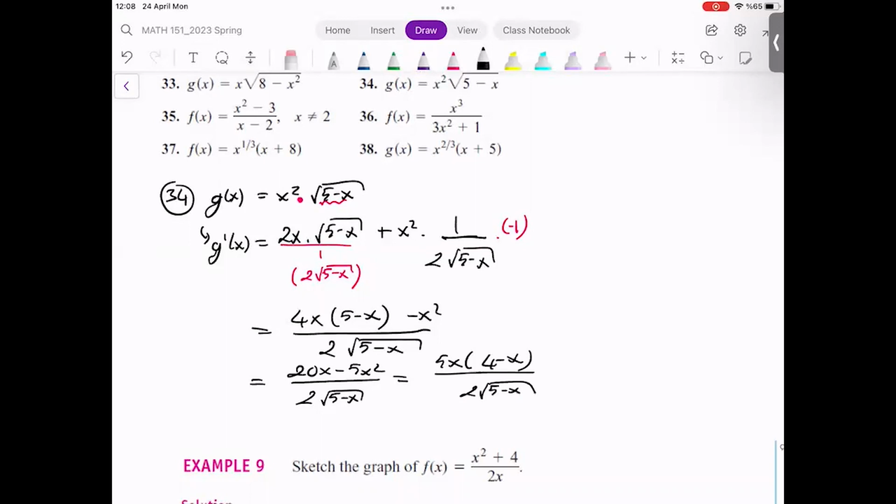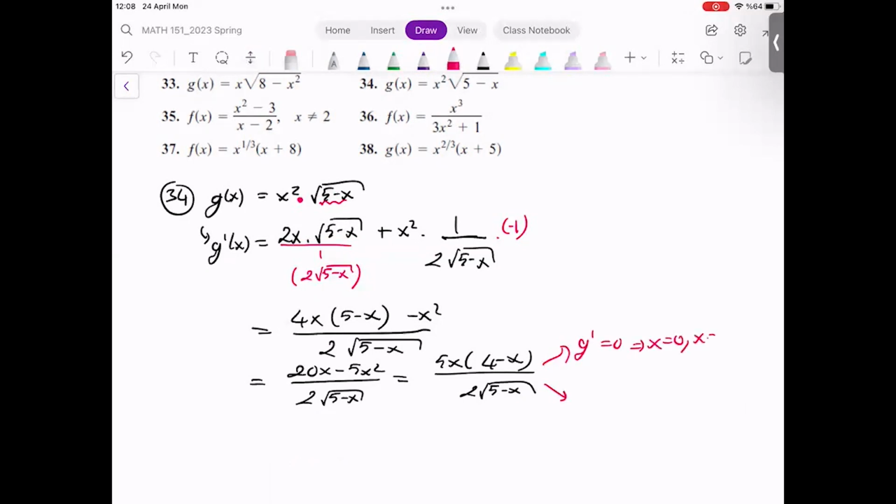Okay, so in this compact form of the first derivative, it is easy to see where it is 0 or where it is undefined. The first derivative function is 0 when x is 0 or x is 4. And the first derivative function becomes undefined if x is 5. Okay, so these are the critical points.